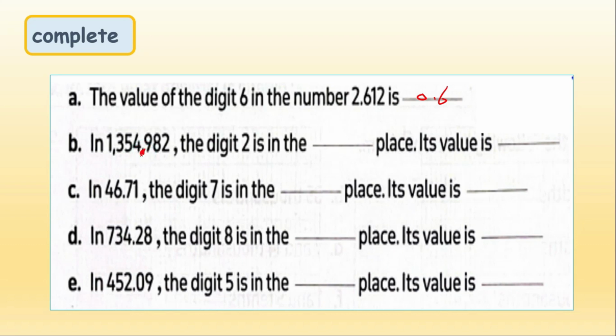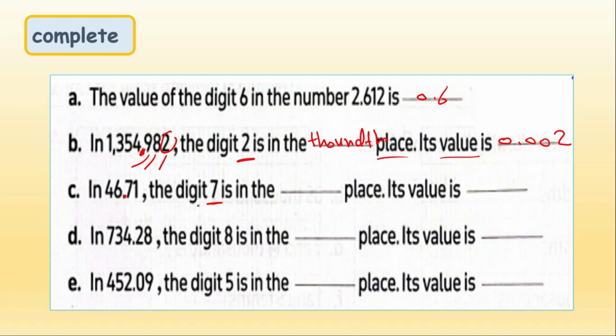1354 and decimal point here and 982,000. The digit 2 in which place and its value is. Okay, 2 here in which place? After the decimal point, thousandths. So write 2 in thousandths place. Okay, and its value, 2 in thousandths means 0.002. Okay, the next one in 46 and 71 hundredths.